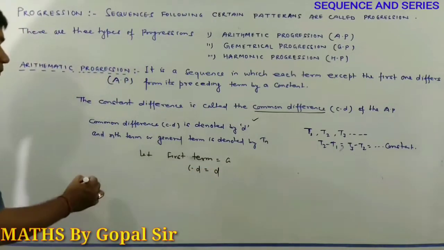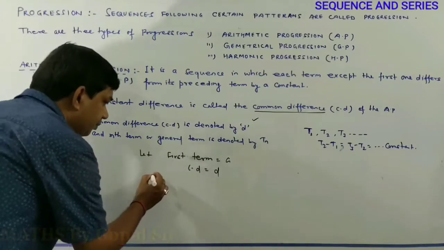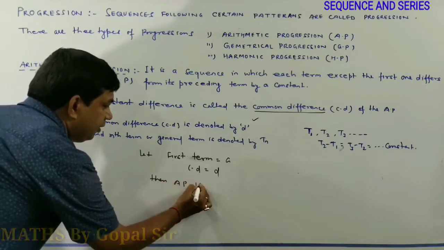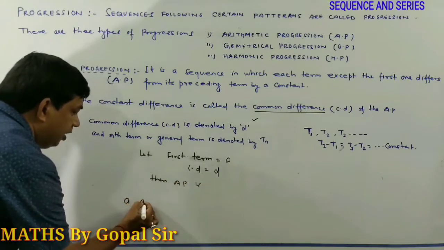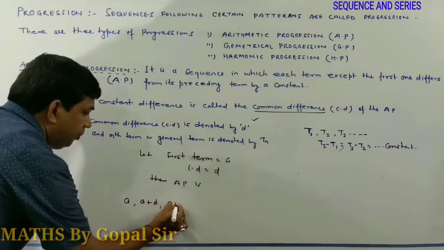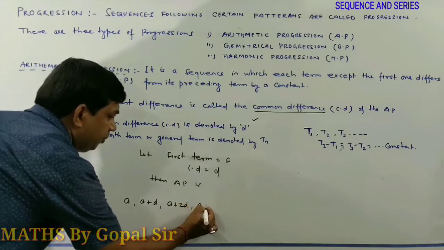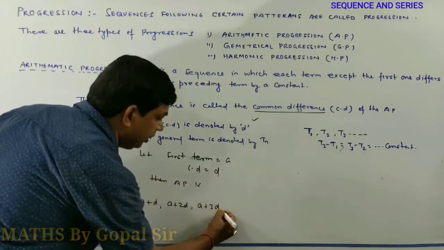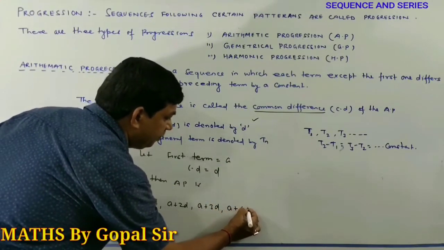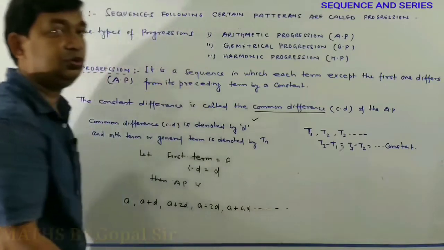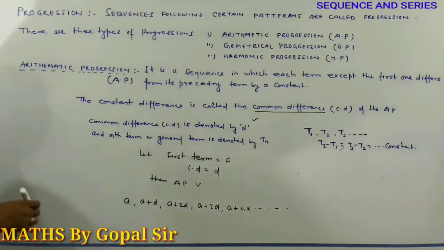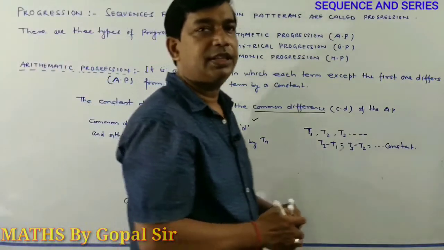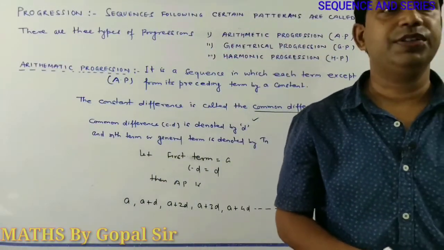Then the AP is A, A plus D, A plus 2D, A plus 3D, which means we have to add D to each term. Then we get A plus 4D, and in this way we move on. Now we have to find the nth term of the sequence. How can we find that?